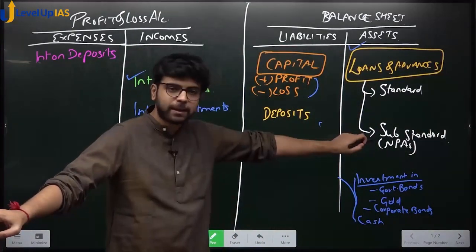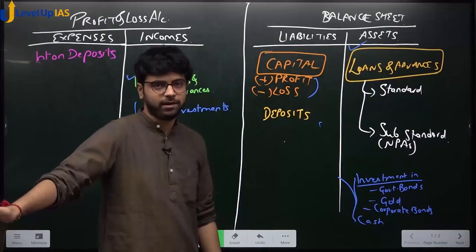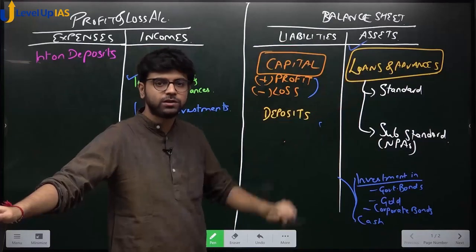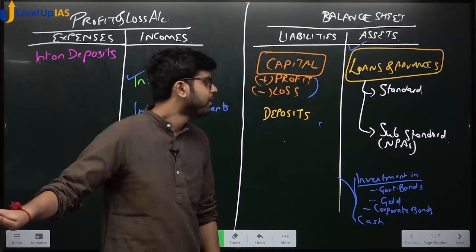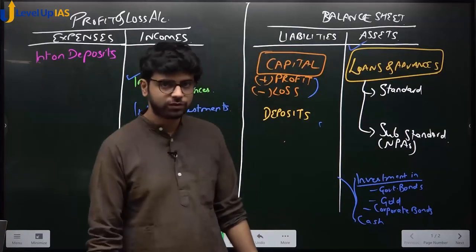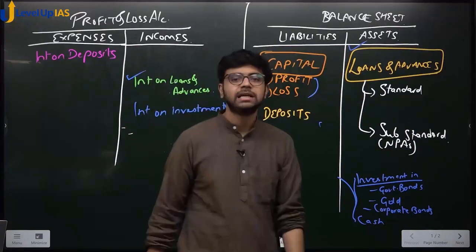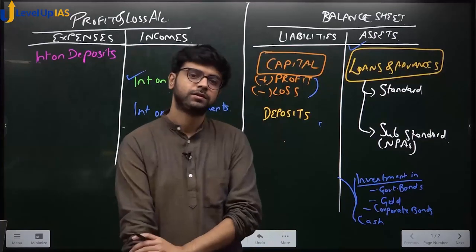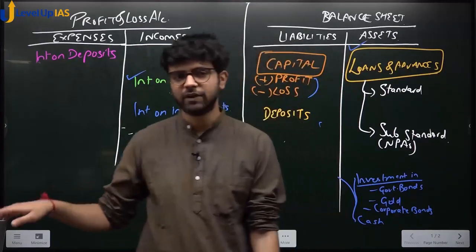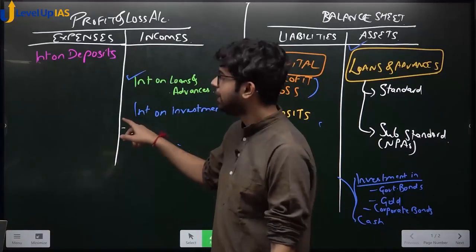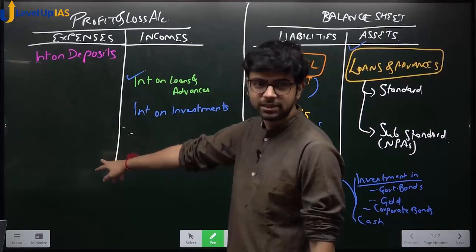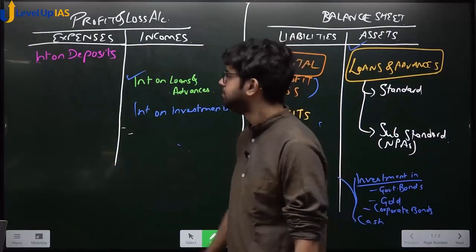When I remove this completely, what do you think will happen? My loans and advances will reduce. Is it true or false? It is true. Okay? So if I remove 100 rupees worth of loans from my loans and advances, is it my profit or my loss? It is my loss, because earlier it was giving me income, but now it is not giving me income. So where would I write that 100? Here or here? I would write it here. Simple?